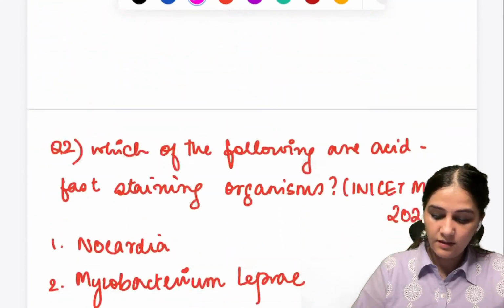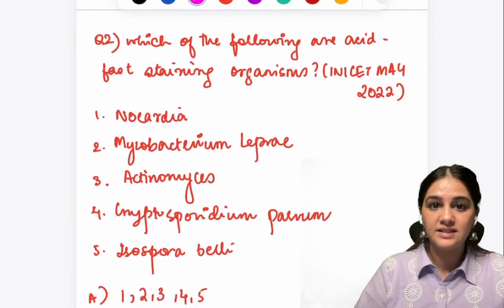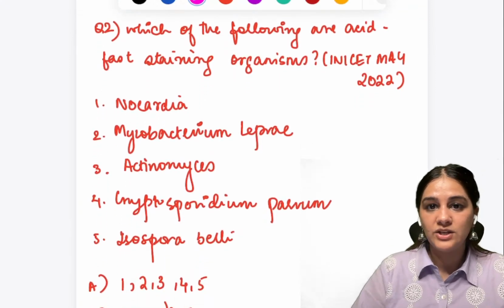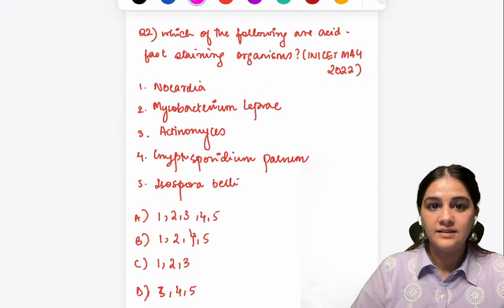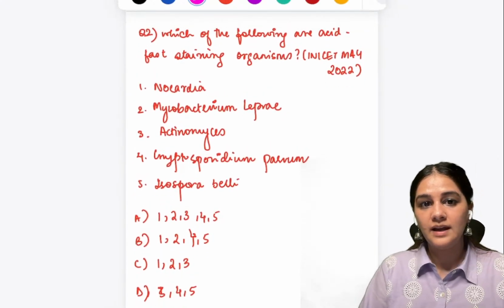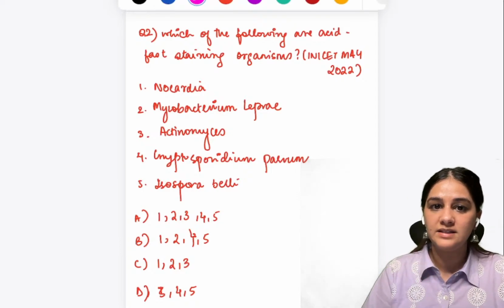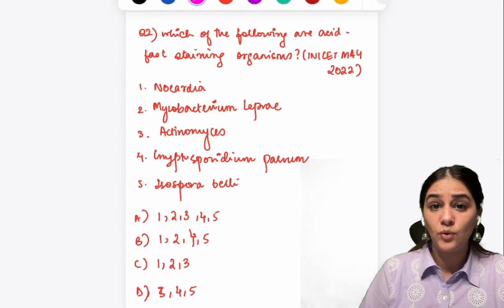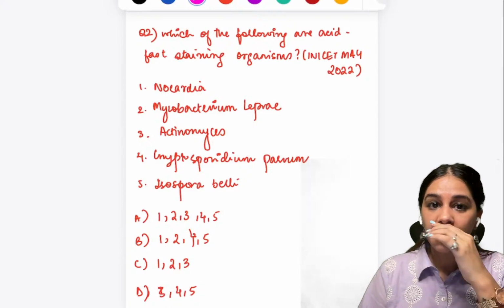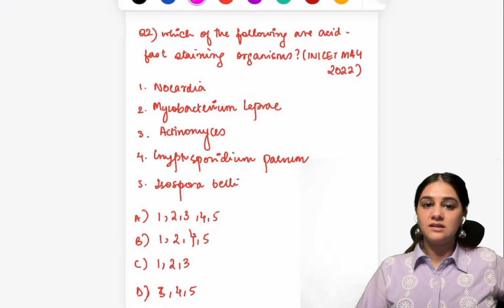So next, this is question number 2. Which of the following are acid-fast staining organisms? This question came in your INICET May 2022. They had given 5 organisms: Nocardia, Mycobacterium leprae, Actinomycetes, Cryptosporidium parvum, and Isospora belli. And you had to guess which organisms are acid-fast. So what is the answer going to be here?